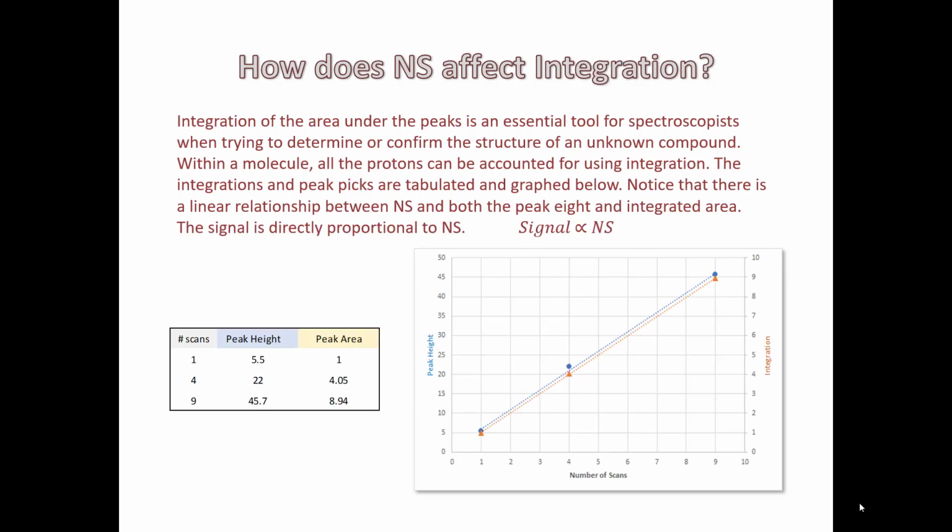Similar to peak height, and probably more important to spectroscopists, is the integration of the area under the peaks. Within a molecule, all of the protons can be accounted for using integration, whereas peak heights for peaks that are split into triplets, quartets, doublets is much less quantitative than using the integrated peak under the entire multiplet.